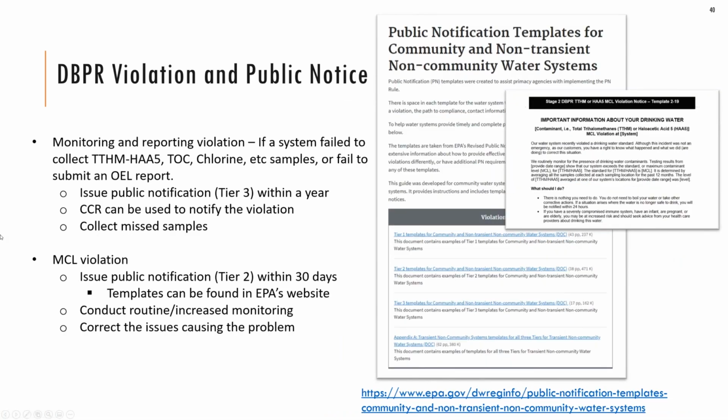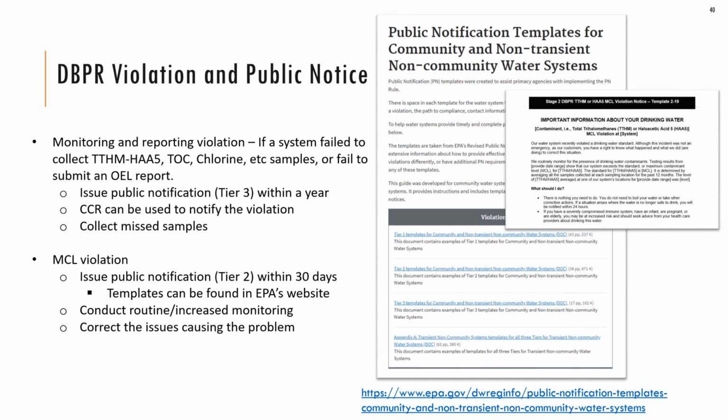Now let's talk about what happens if a system fails to comply with the Stage 2 requirements. So if a system fails to monitor and collect the required number of samples in accordance with the sampling schedule, or fails to submit an OEL report, the system incurs a monitoring and reporting violation, in which case systems will be required to issue a Tier 3 public notification within a year and collect the missing samples or submit the missing OEL report.